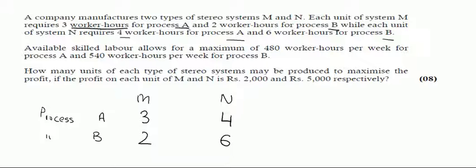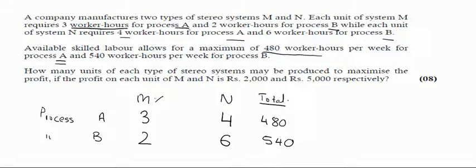In the second paragraph, it says that the total available skilled labor hours allows for a maximum of 480 worker hours per week for process number A. So we know that the total hours for process A are 480, and 540 worker hours per week for process number B, and total hours for process B are 540.